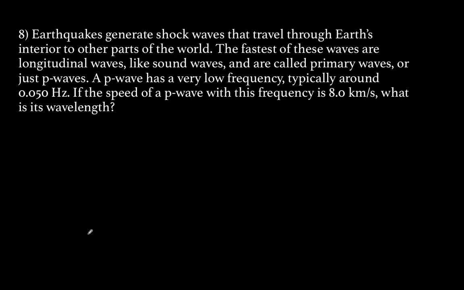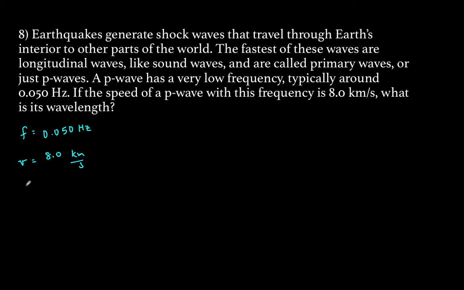So one left. Let's do number 8. Earthquakes generate shock waves that travel through Earth's interior to other parts of the world. The fastest of these waves are longitudinal waves, like sound waves, and are called P waves. A P wave has a very low frequency of around 0.050 hertz. If the speed of a P wave is 8.0 kilometers per second, I'm going to try to determine its wavelength.